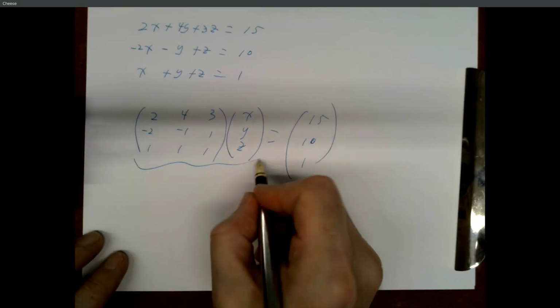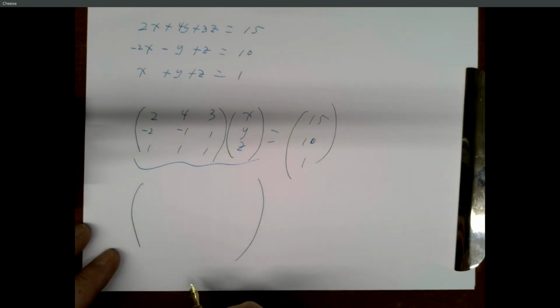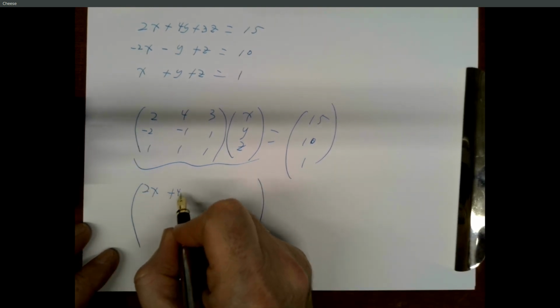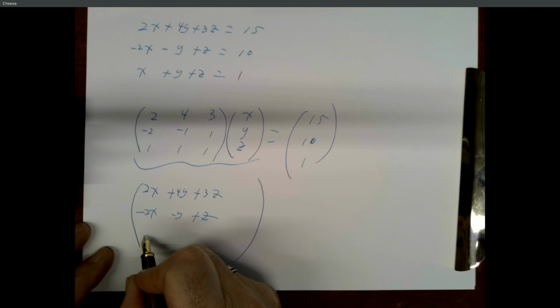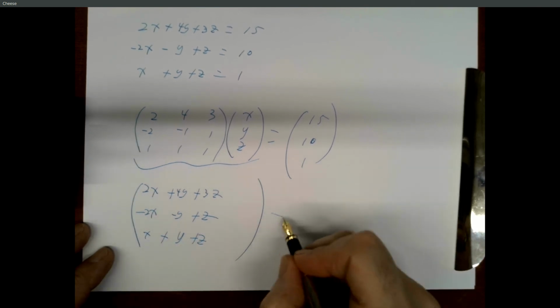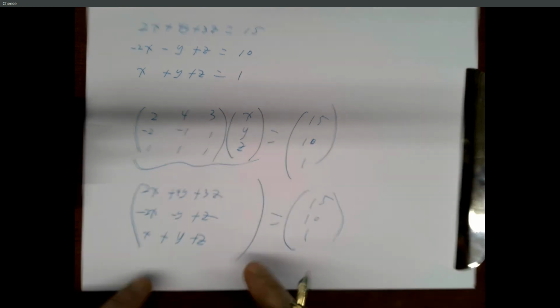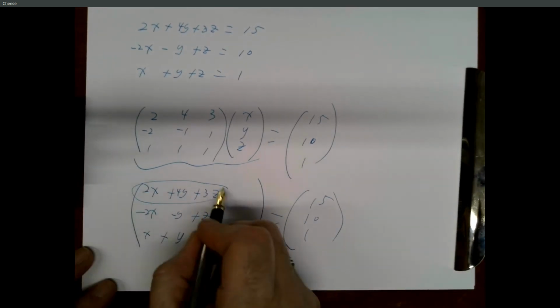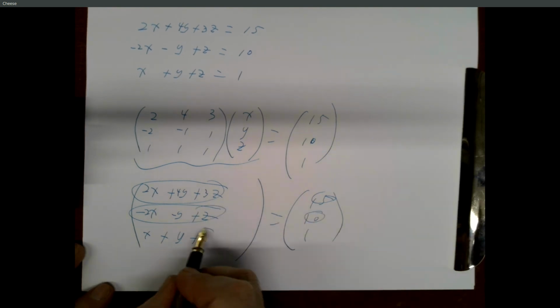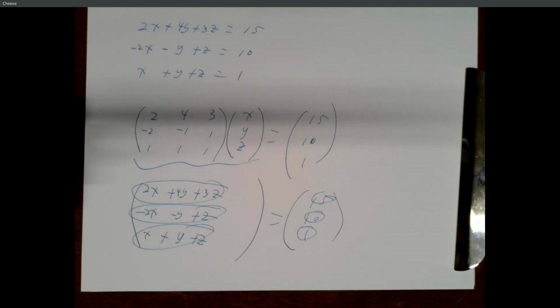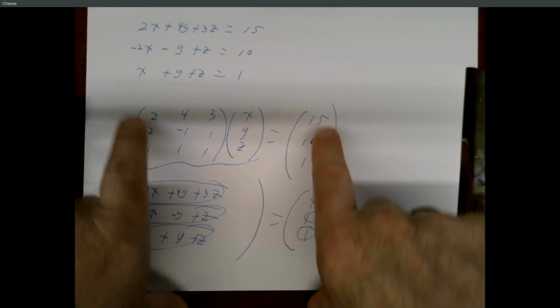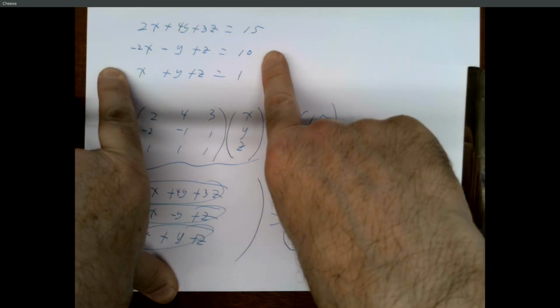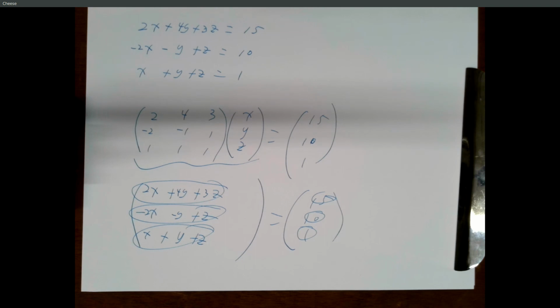Well, this multiplication actually turns out to be a 3 by 1, where the first row is 2x plus 4y plus 3z. The second row is negative 2x minus y plus z, and the third row is x plus y plus z. And if we set that equal to 15, 10, 1, the only time that this is going to be equal to that is if this is equal to 15, and that's equal to 10, and that's equal to 1. And so if we can find an xyz which satisfies this matrix equation, that xyz will also satisfy this simultaneous set of equations. And then you plug those into your answer sheet, and you're done with KVL, KCL.